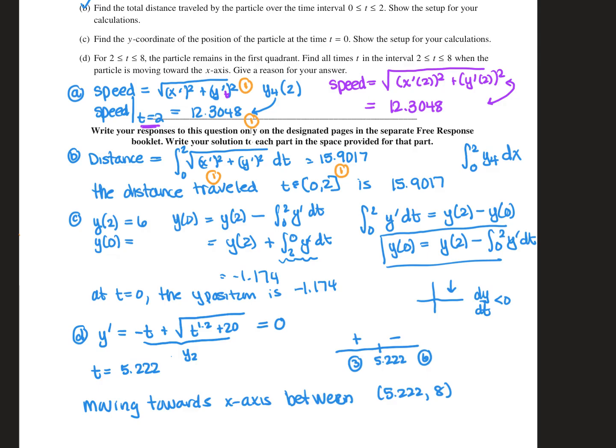C is worth 3 points, 1 for the definite integral, 1 for the initial condition, and 1 for the answer. And part D is worth 2 points, one that you're considering y prime's sign, and then one for the correct answer.